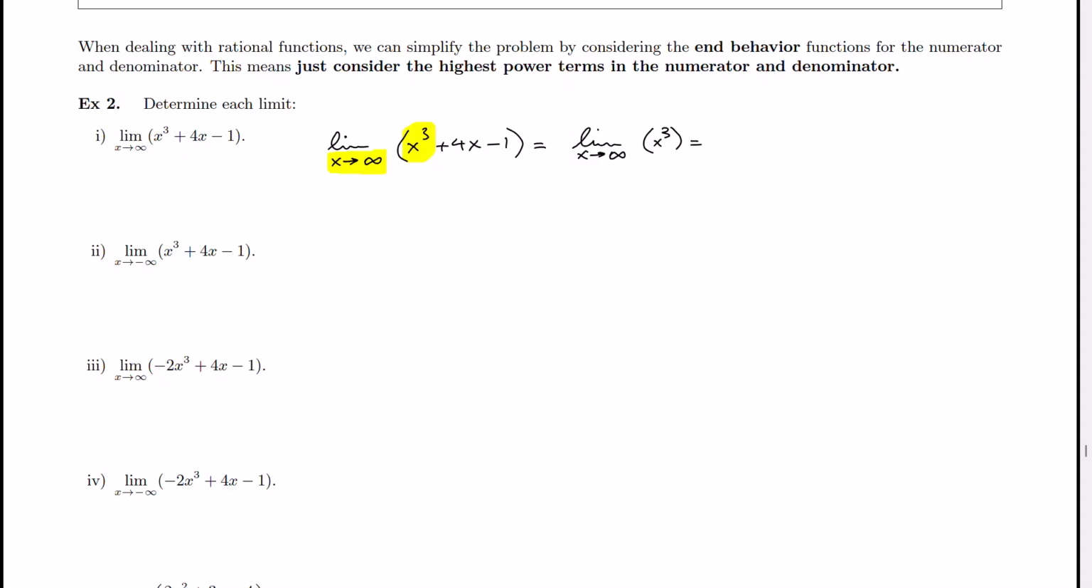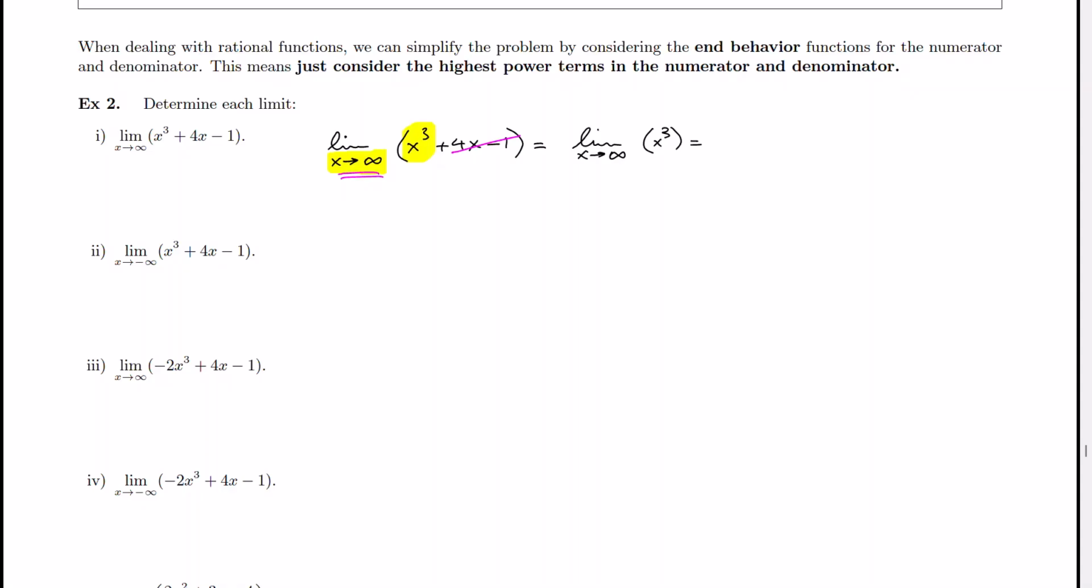If you graph the polynomial x cubed plus 4x minus 1 and x cubed together on the same graph, you'll notice that they both behave the same way as x becomes larger and larger. This is why I'm ignoring the 4x minus 1, because my x is approaching infinity or negative infinity. Remember, I can only do that if x is approaching infinity or negative infinity.